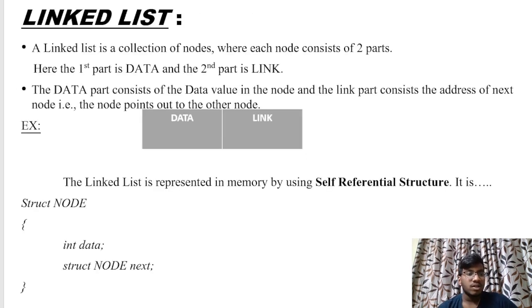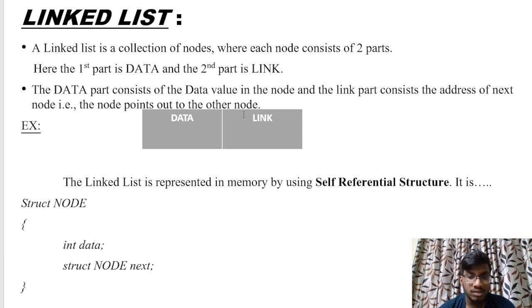In data structures, the linked list plays an important role. As per the definition, a linked list is a collection of nodes where each node consists of two parts. The first part is called the data part and the second part is called the link part. The data part contains the data value, which can be a numerical value or any value in the node, and the link part contains the address of the node that points to the other node.